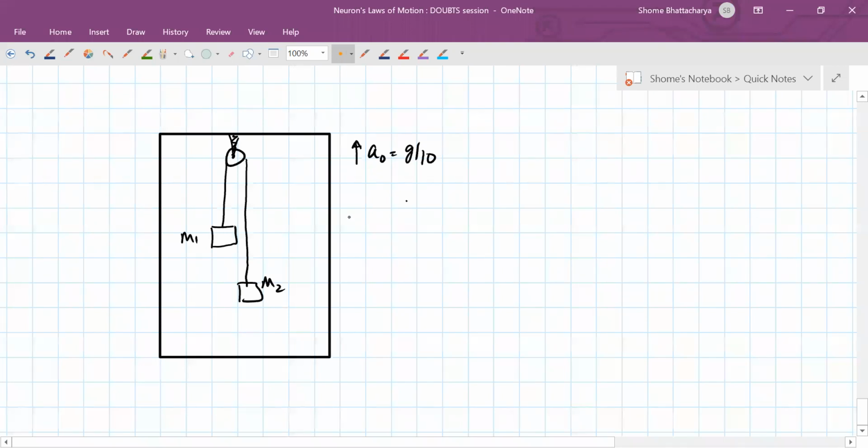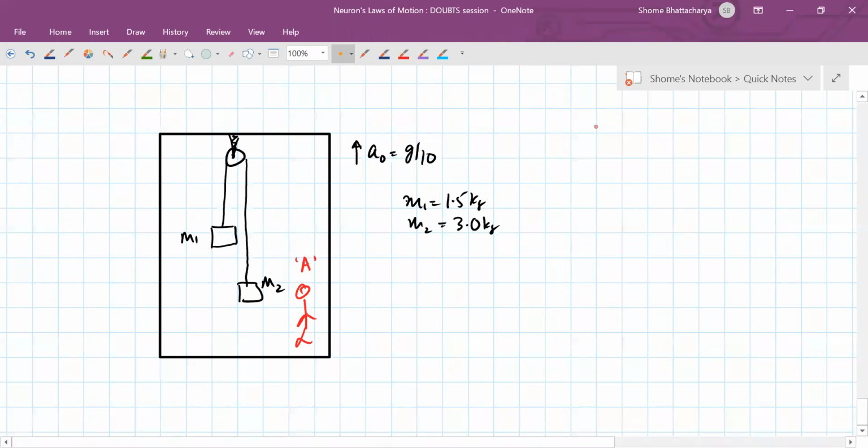Okay. So m1 was 1.5 kg, m2 was 3 kg. Okay. What we had done is we had seen the whole problem from the point of view of this observer. So let's say he is observer A.